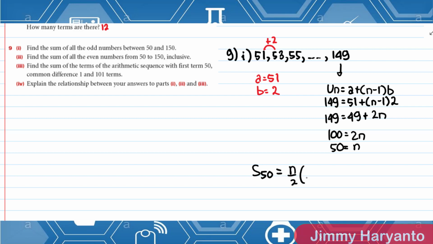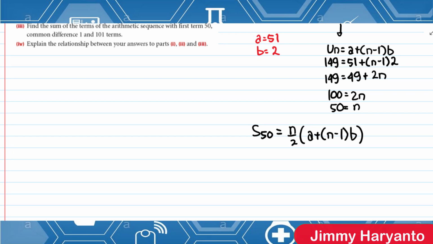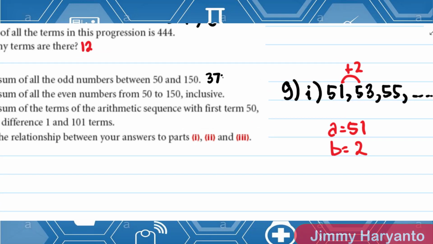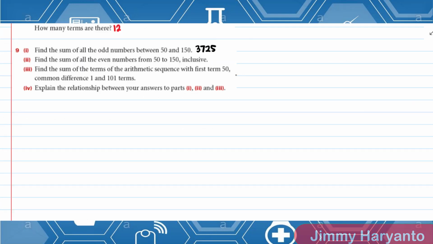n over 2 times a plus (n minus 1) times the difference. So n equals 50, over 2, times a, 51, plus n minus 1 is 49, times the difference is 2. The result is 3725, guys. So this one is 3725.